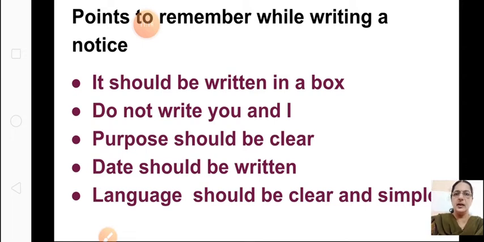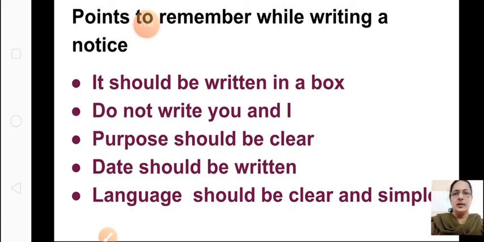Where should it be written? It should be written inside a box drawn with a pencil. A box should be drawn neatly, and only this notice should be written inside. Do not write "you". It is a common notice. You should not write for one person. It is not meant for one person, so you should not write "you" or "I".